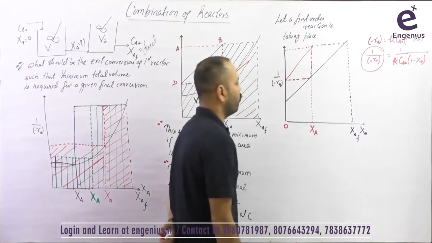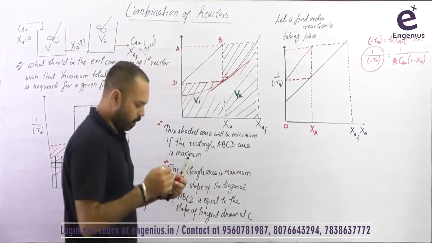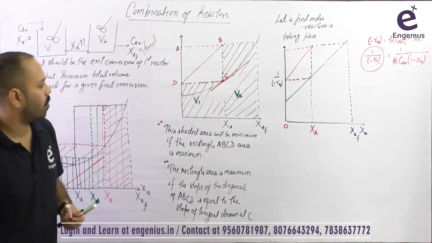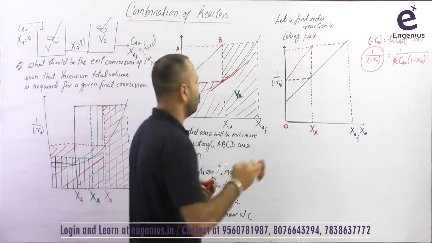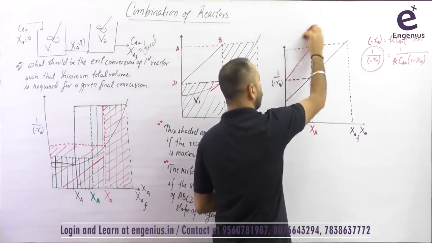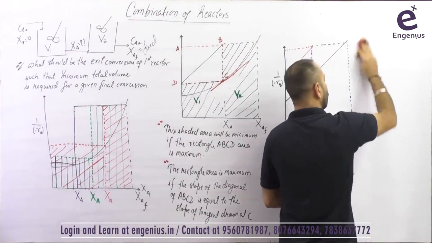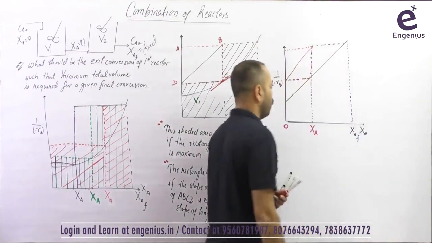So that is Y and that is X. 1 by 1 minus X. No, I don't think the shape of the curve should be like this for a first order reaction. So it would be better that you just assume a shape here, that the shape is linear. Don't do this, because then there will be problems in making the graph.